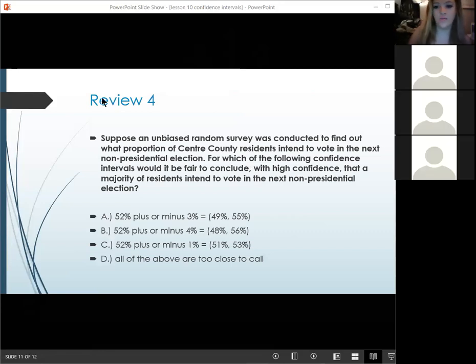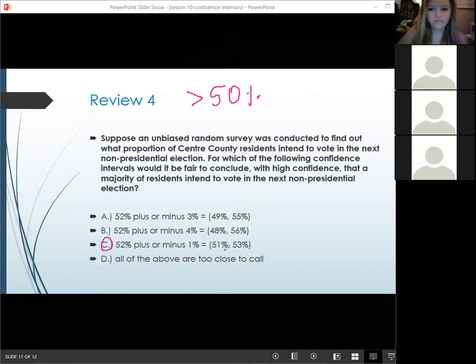Okay, so when we're talking about the majority of residents, that means that we think it should be greater than 50%. So that's what we're looking for, more than 50%. With these confidence intervals, we're pretty confident that it's going to be between these two numbers. So our answer here would be C, because the entire confidence interval is above 50%.